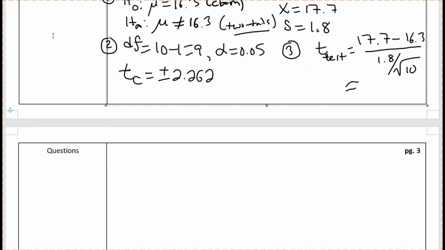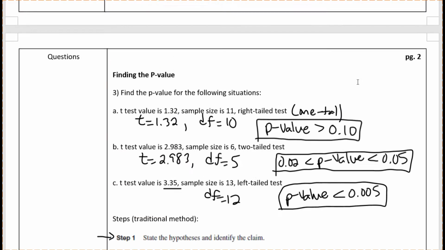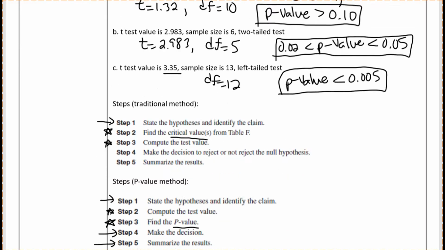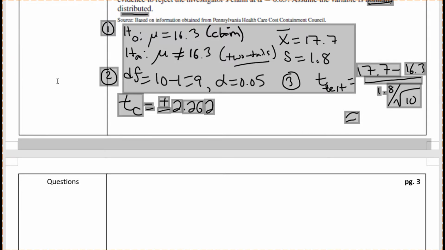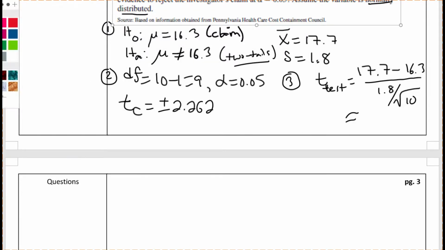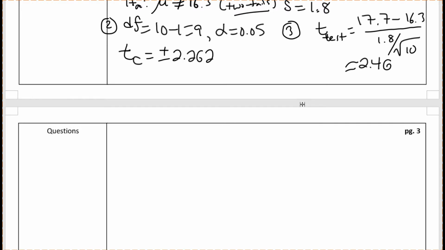So we have a t-score of, let's go down real quick. All right, so we go ahead and calculate it. We got a t-score of 2.46. All right, so what I want to do is go ahead and draw that real quick, just so that we have an idea of what we're looking at.